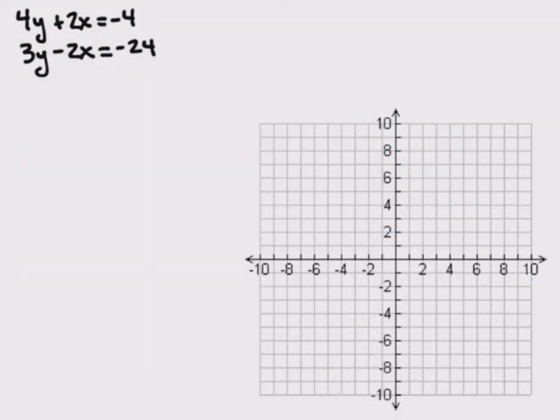All right, just another practice problem. Why don't you pause the video and please solve the system of equations using the exact same strategy as before.